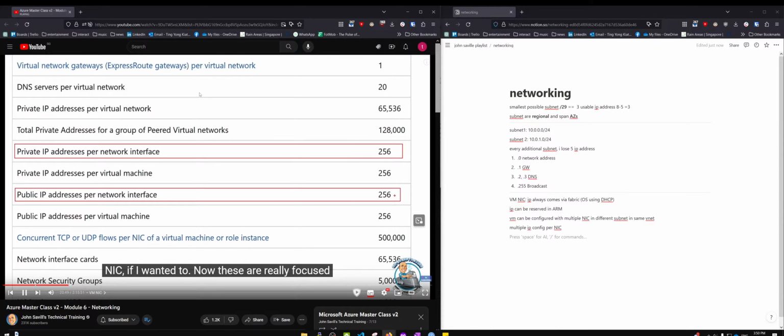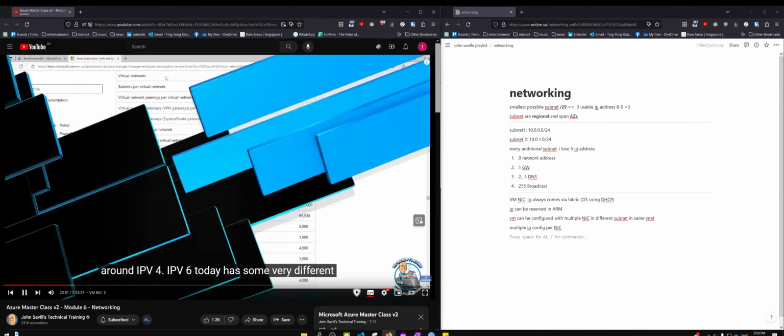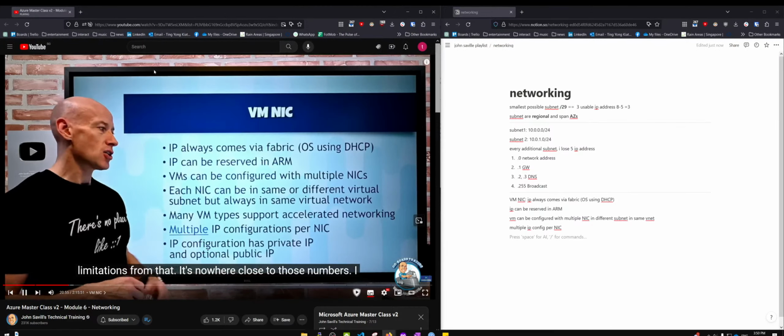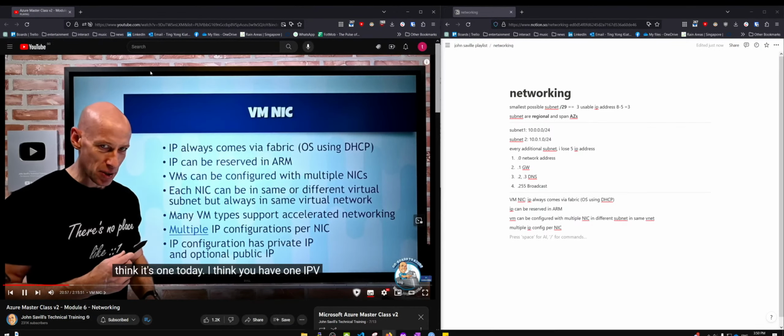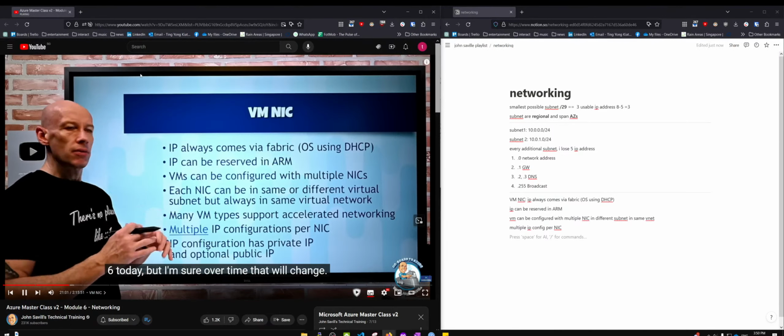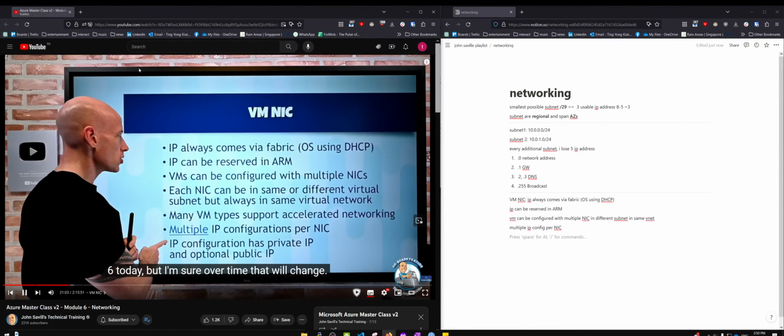Now these are really focused around IPv4. IPv6 today has some very different limitations from that. It's nowhere close to those numbers. In fact, I think it's one today. I think you can have one IPv6 today. But I'm sure over time that will change.